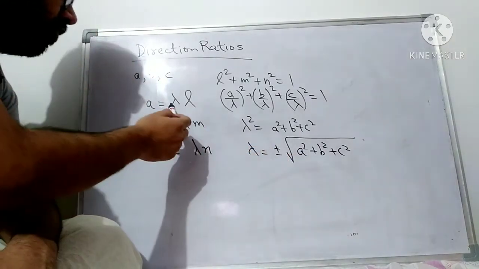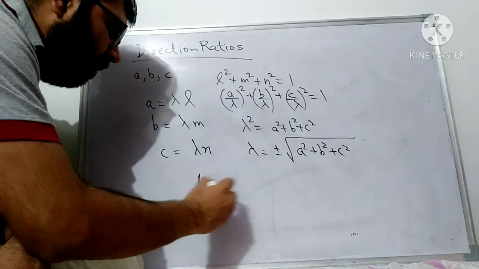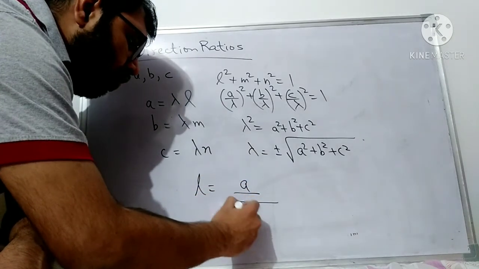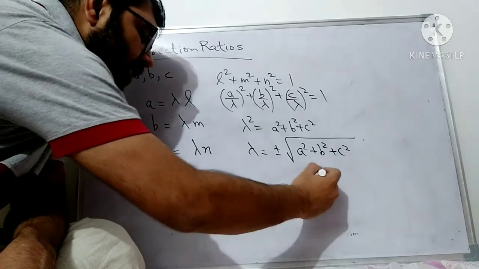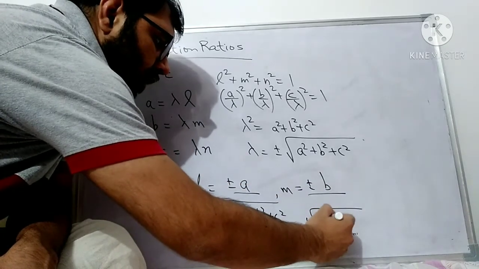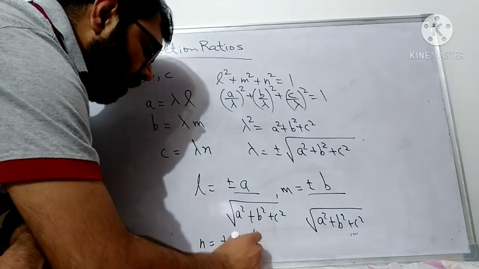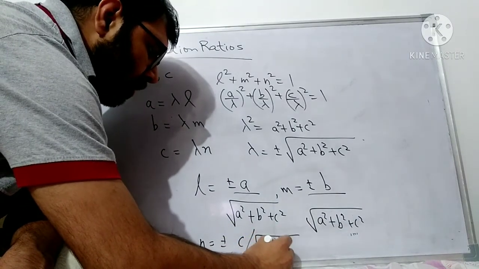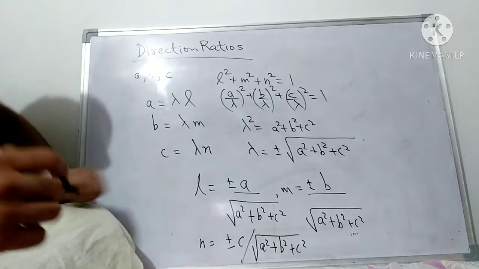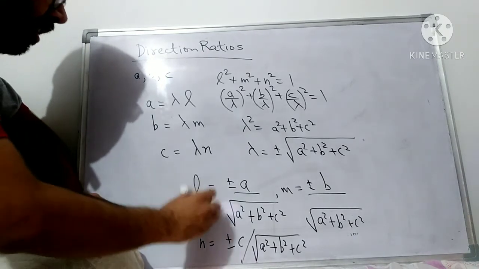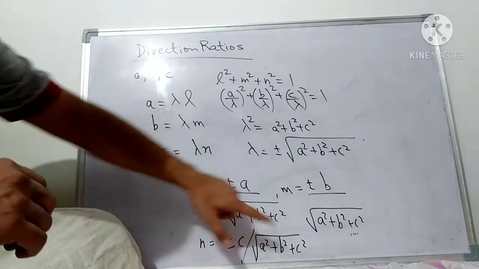So on substituting the value here, we can get the values of L, M and N in terms of lambda. L we can write as plus minus A upon root of A square plus B square plus C square. Similarly, M I can write as plus minus B upon root of A square plus B square plus C square. And similarly, N I can write as plus minus C upon root of A square plus B square plus C square. So this is how you can write the direction cosines. We can express direction cosines in terms of direction ratios using these formulae.